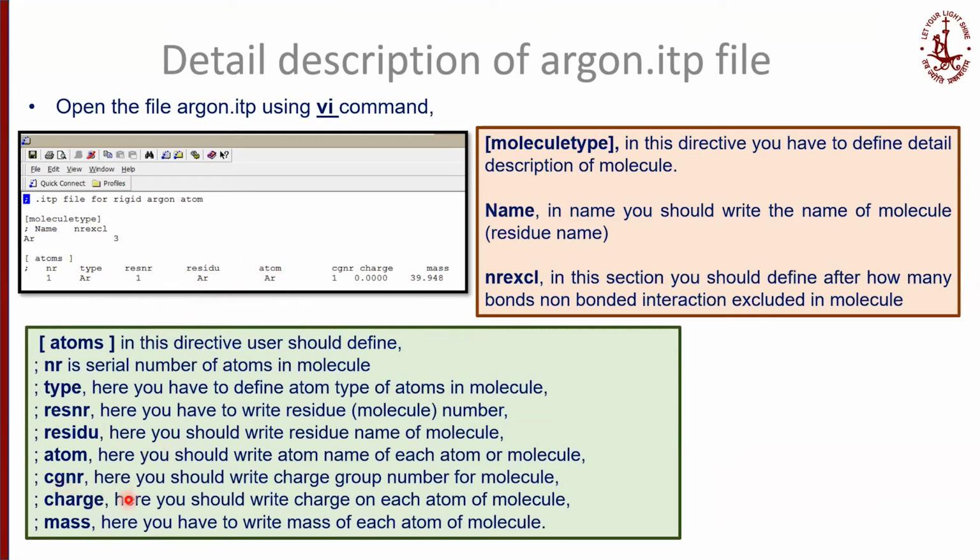Then CGNR. Sorry, you should write the charge group number. This belongs to the first residue, so 1. Charge, what is the charge on argon? It is 0, so you will write 0. And then mass, you have to write the mass of each and every atom of your system. So this is what is in the ITP file.